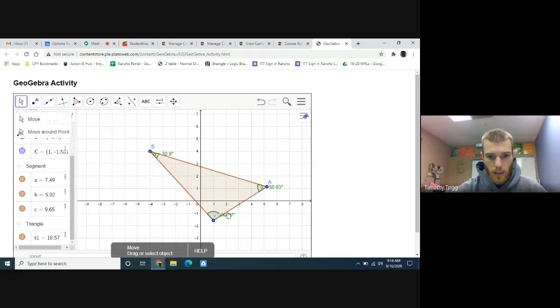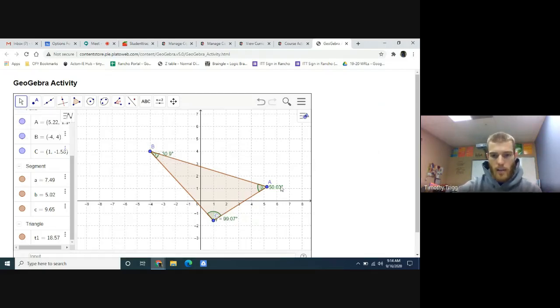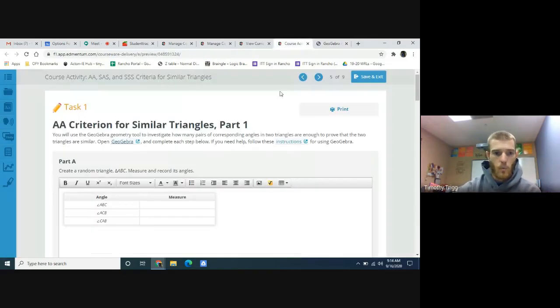Okay. Can't really see that. Move that there. Okay, cool. So we have angle A is 50.03, angle B is 30.9, and angle C is 99.07. You might have different numbers. Whatever numbers you have, you want to put them in this table.